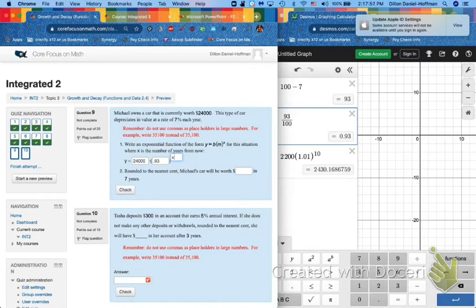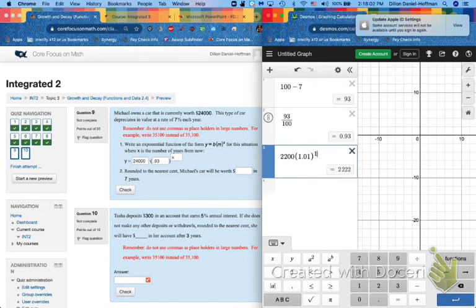Rounded to the nearest cent, Michael's car will be worth blank in 7 years. So we're going to plug in a 7 for our exponent. But now we're starting with a $24,000 car, and my multiplier is 0.93. So I fill this in, and I need to now round to the nearest cent. Anytime we see that, we've got to think 2 decimal places, the hundredth.